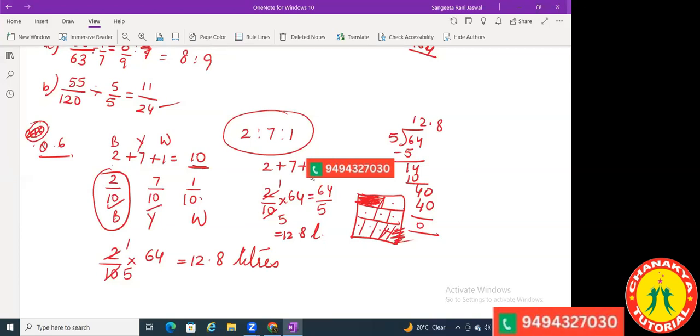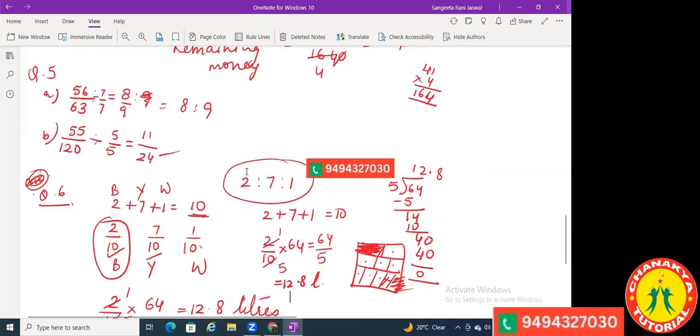Okay, because 64 is not a multiple of 5, so I need to divide this. Then only I will get my answer in the decimal form. Okay? I'll give you more practice of this.